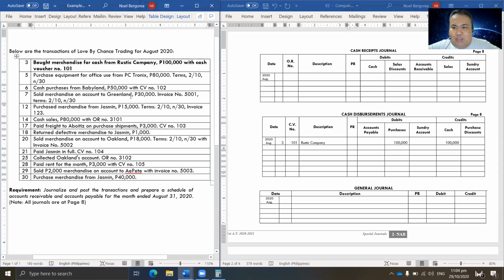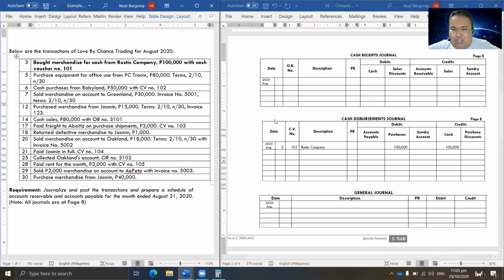Next transaction, on August 5: purchase equipment for office use from PCtronics, 80,000, terms 2/10, n/30. So what have we purchased? Equipment. Is that merchandise? No. But is it a purchase on account? Yes, because it has terms of 2/10, n/30. It is a purchase on account, but not a purchase of merchandise; it is a purchase of equipment.